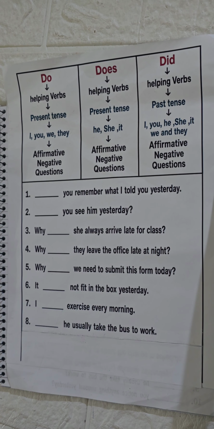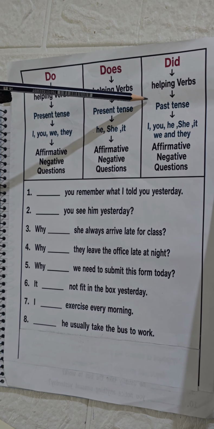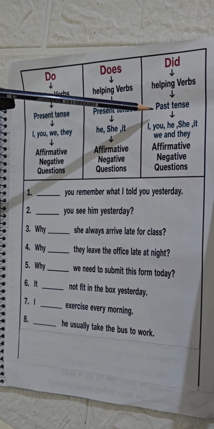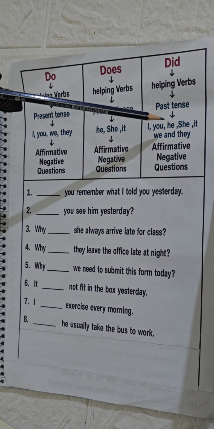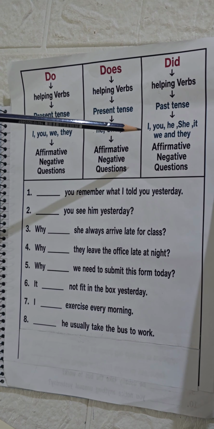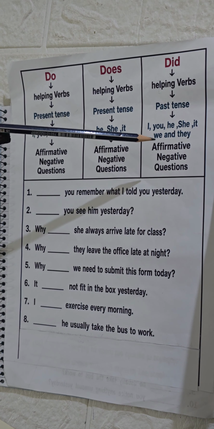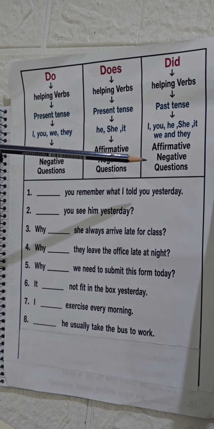I hope you have understood do and does. You have studied affirmative and negative sentences and how to ask questions using do and does. Now look at did. This is also a helping verb. It can only be used for the past tense. We use did with all the subjects, for example I, you, he, she, it, we, and they. As we have done with do and does, in the same way, did can be used in affirmative and negative sentences. It can also be used for asking questions in the past.